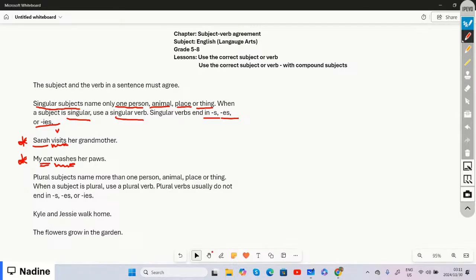Then we have a plural subject. Before we go into the plural subject, let's go over the singular subject again. A singular subject names one person, only one animal, only one place, or only one thing. Our singular subject needs to agree with our singular verb. So we use a singular verb, and singular verbs are words that end in s, es, or ies.